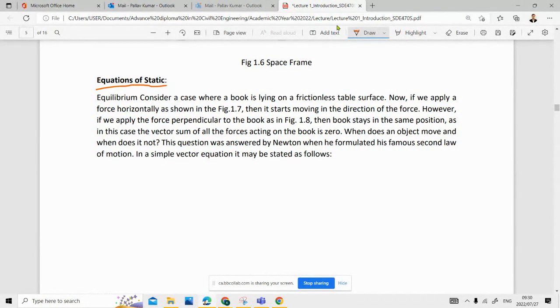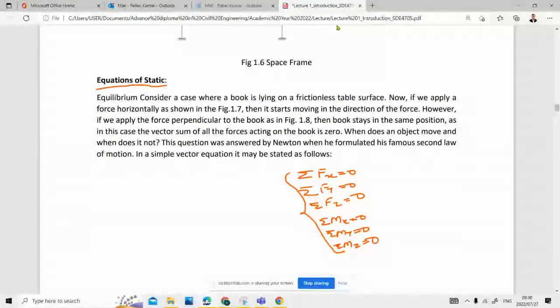If we want anything to be in equilibrium, it says that summation of Fx should be 0, summation of Fy should be 0, summation of Fz should be 0. And even summation of Mx should be 0, summation of My should be 0, summation of Mz should be 0. This is what we generally follow once we talk about static equilibrium.